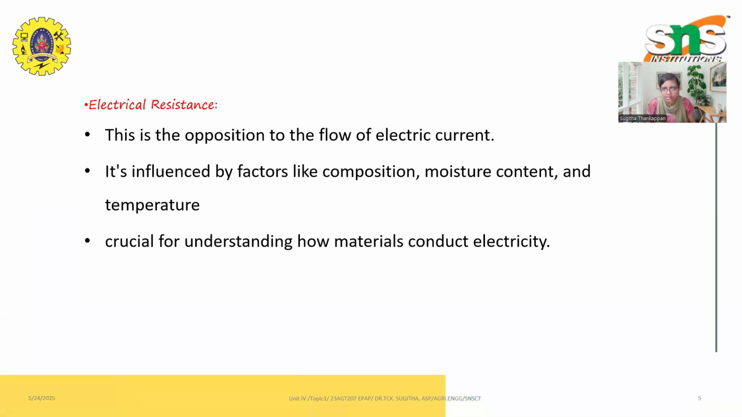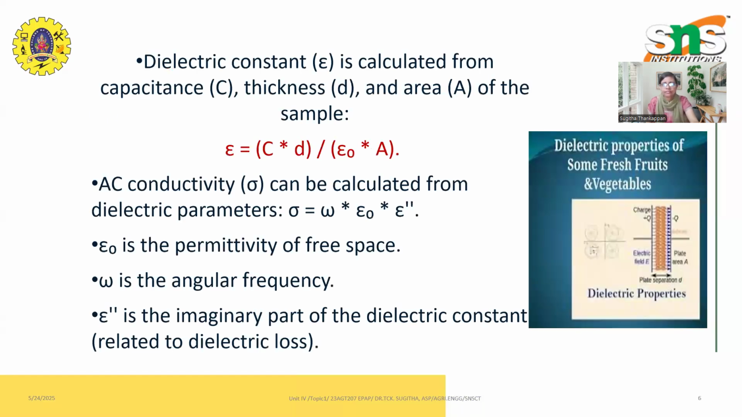Then electrical resistance. This is the ability of the agricultural produce to oppose the flow of electric current. And this is influenced by the composition of the produce, like the ions, organic matter, solutes, as well as the moisture content and the temperature. This is also crucial to understand how the material conducts electricity.